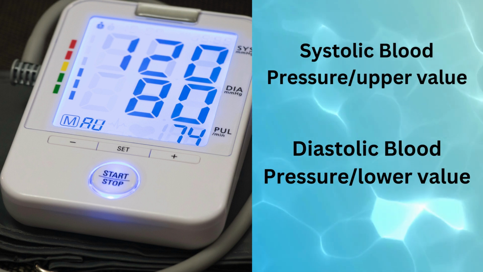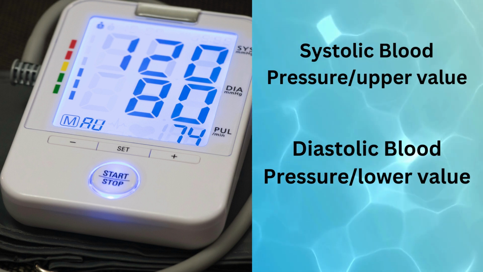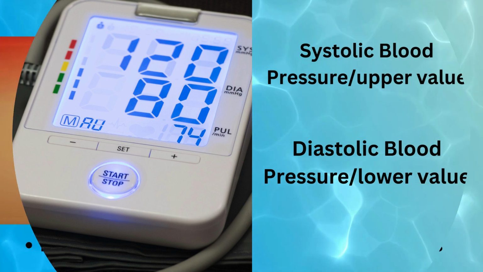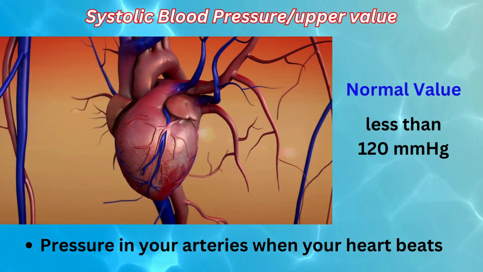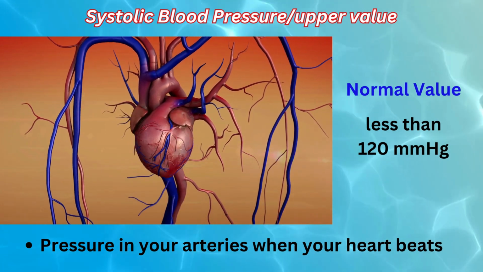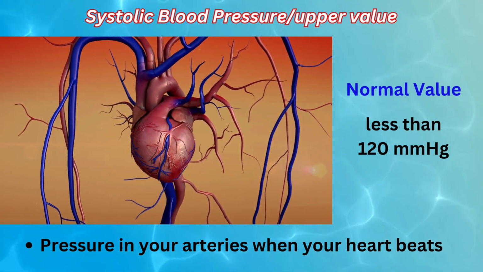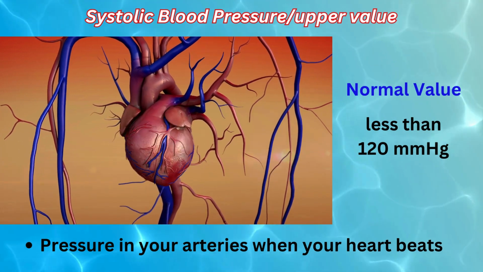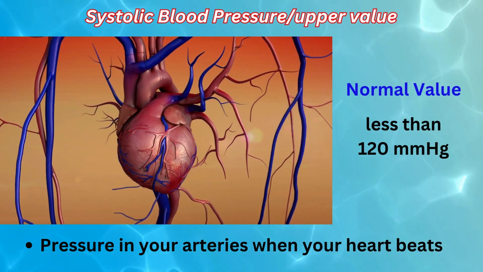Blood pressure is typically recorded as two numbers, representing systolic and diastolic pressures. Systolic blood pressure measures the pressure in your arteries, the blood vessels that take oxygenated blood away from the heart, when your heart beats. A normal systolic pressure is considered less than 120 millimeters of mercury.